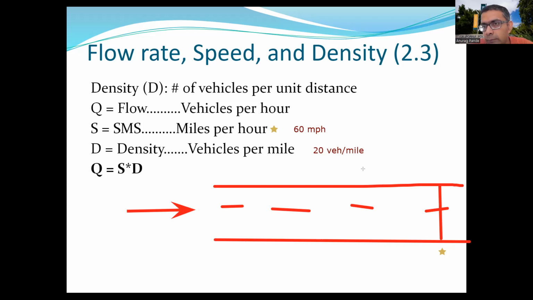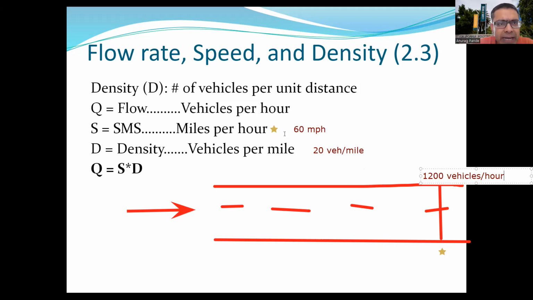I will count 1,200 vehicles per hour. So that gives me some relationship between the space mean speed, my density, and my flow rate.